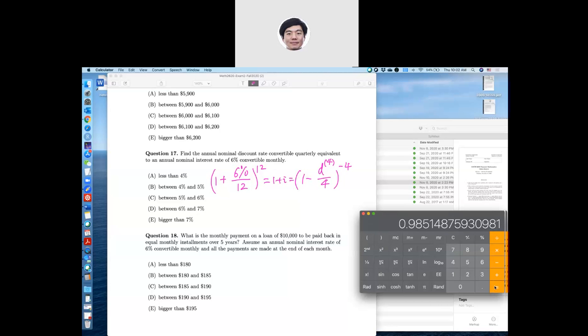Okay. And 1 minus it. Now I can do minus 1. Then I get a negative number times by 4. Of course, we need to ignore the negative because I didn't times by negative. So what do we have? So it's 5.94. So it's C.